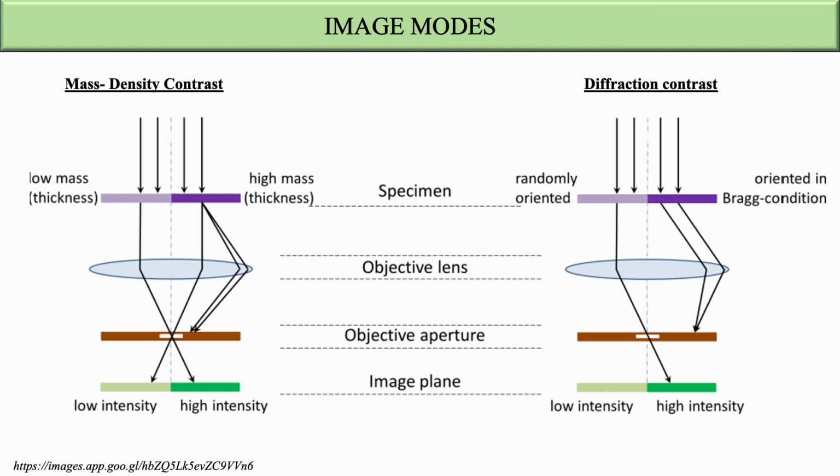What is diffraction contrast? Because of diffraction, we see that there is less electron density being received on the image screen from this side, because these planes are in accordance with the Bragg condition. So there is diffraction observed here, and because of that, it is being blocked by this aperture, and there is low intensity in the image screen. So because of the diffraction, we see that there is contrast observed in the image screen.